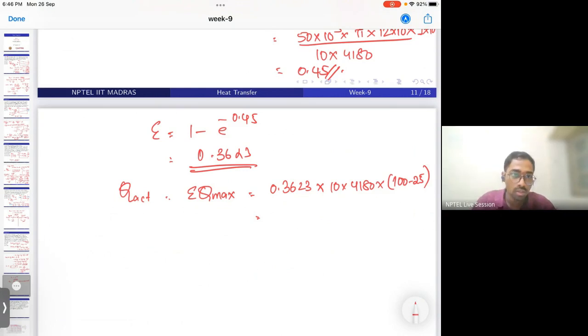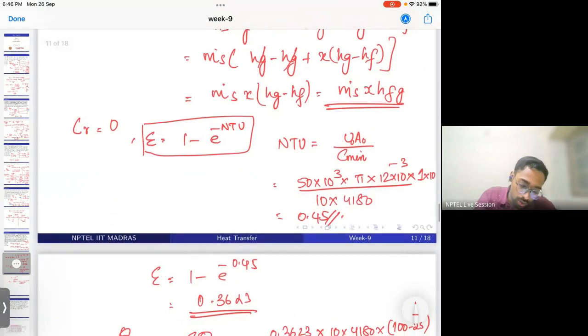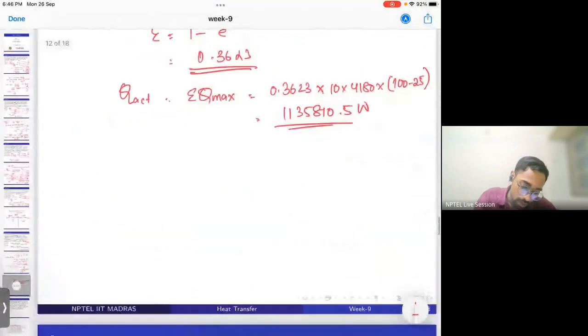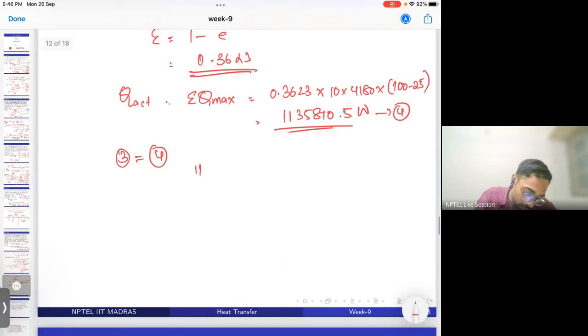So the answer will come out to be around 1135810.5 watts. This is the actual heat transfer. So now we are equating equation 3 and equation 4. So equation 3 is equal to 4. So if we equate, 1135810.5 is equal to mass flow rate of steam into X times HF.